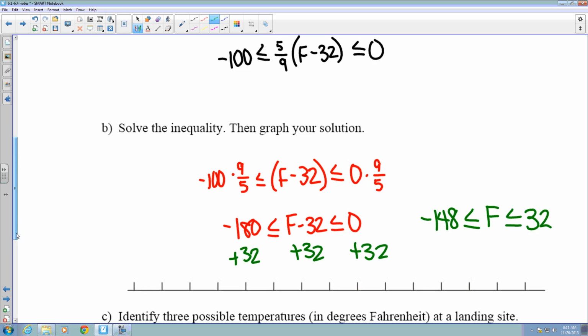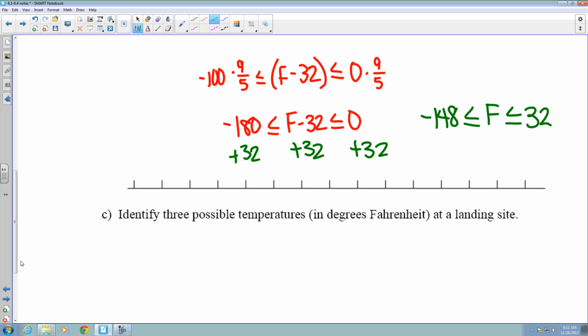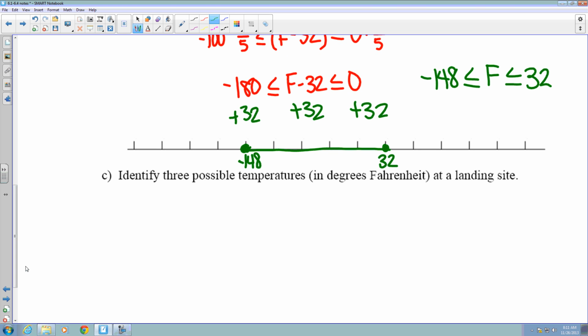temperatures. And we need to then graph it. Here's negative 148, here's 32. And identify 3 possible temperatures at the landing site. We could pick anything between negative 148 and 32. So how about negative 100, negative 50, and 0. You could pick any 3 numbers in that range that you want. And that is our section 6.4 on compound inequalities.